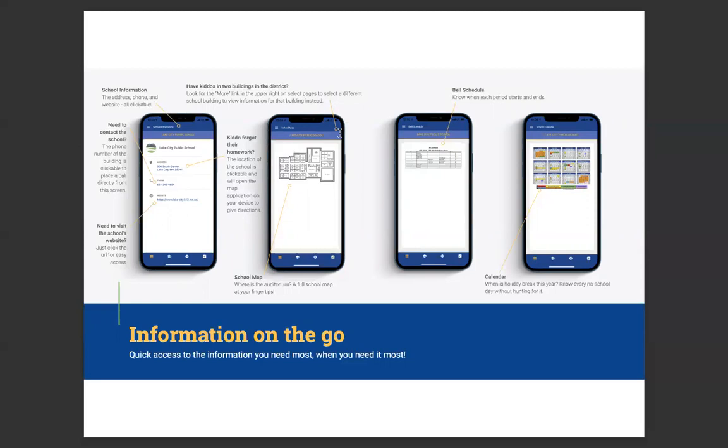A full school map will be listed here as well. What's the bell schedule? Know when each period starts and ends. Maybe you've got to drop off lunch for your kid or something like that as well. And a calendar. When's that holiday break this year? No more searching for a no-school day.